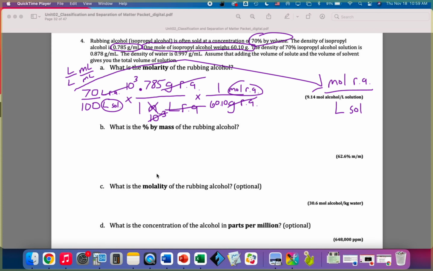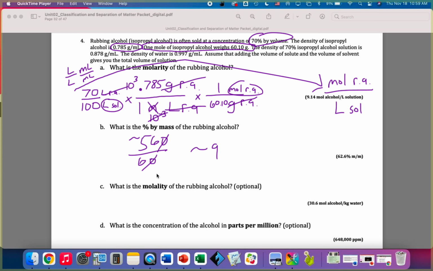8 times 70 would be 560 ballpark, divided by 60. So chop off a 0, chop off a 0. I think the answer is about 56 divided by 6, which is about an answer of 9. So the answer key agrees with that, but let's prove it to ourselves using the calculator.